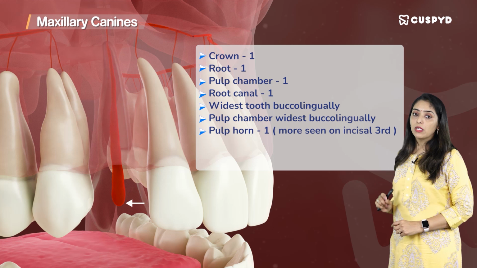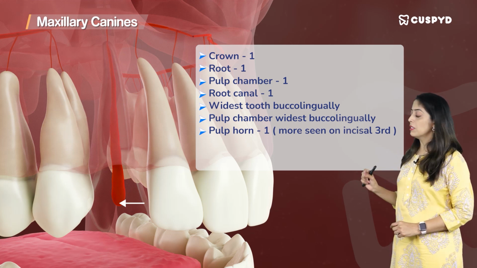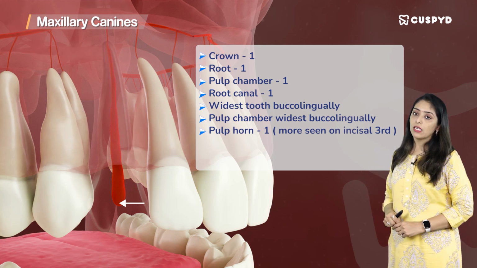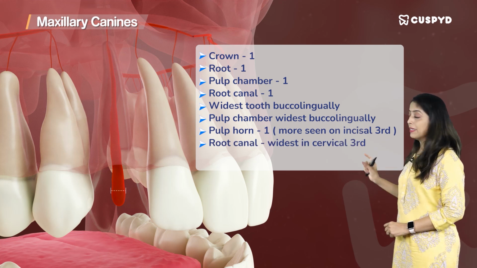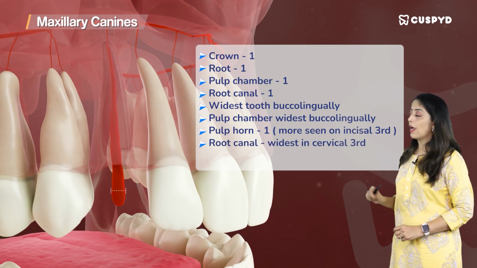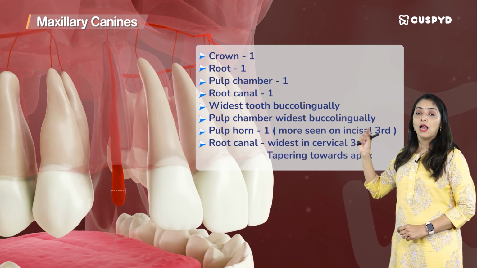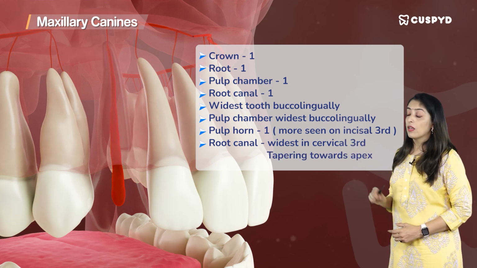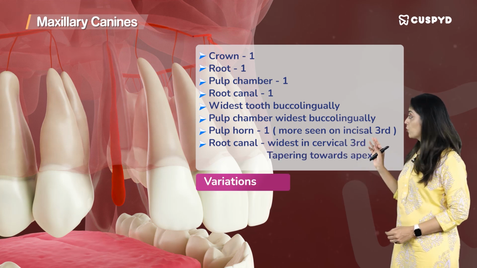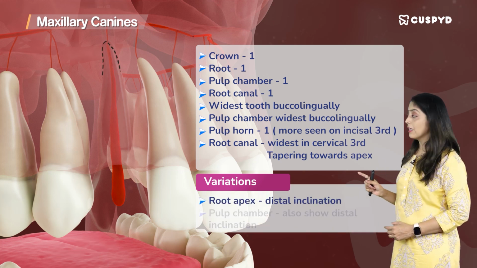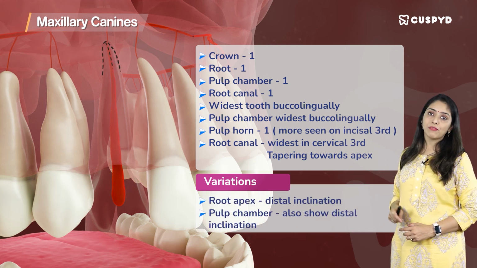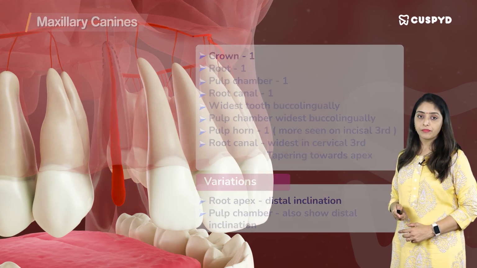The pulp horn is one, it is quite prominent and it is more seen in the incisal third. The root canal generally tends to be widest in the cervical third area and then will gradually taper as you go to the apex. The canine also sometimes shows a distal inclination of the root apex. In that case, the pulp chamber will also have a distal inclination.